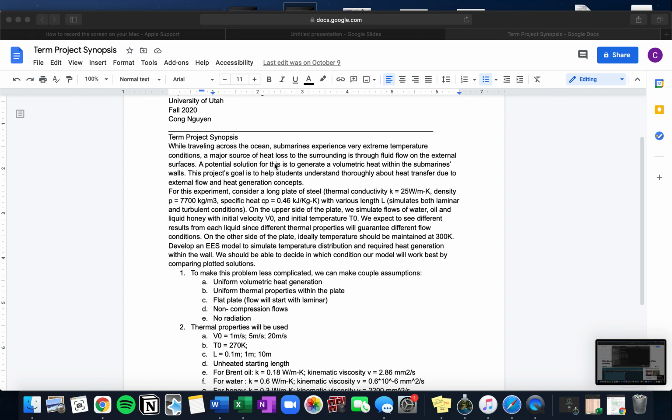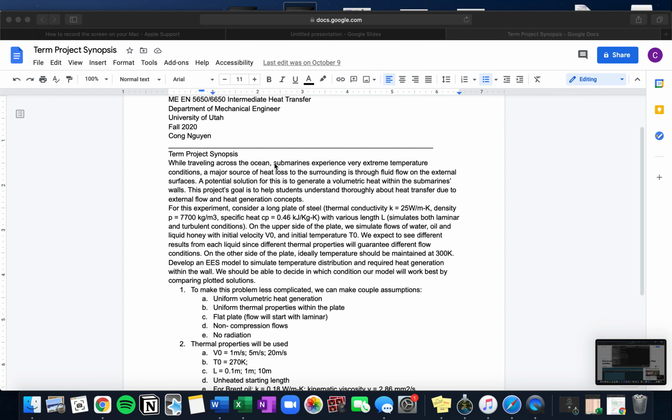Project for intermediate heat transfer class. So throughout the course, we have been quite familiar with the concept of convective heat transfer and conductive heat transfer. So this simulation will focus on these two concepts.